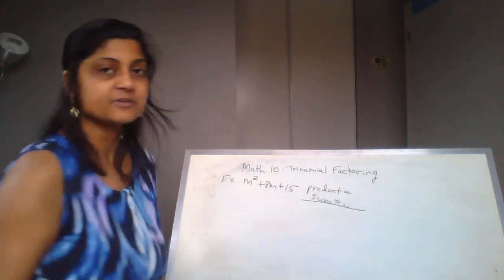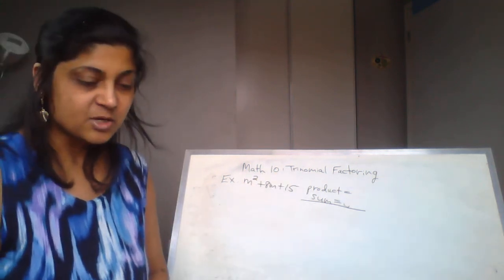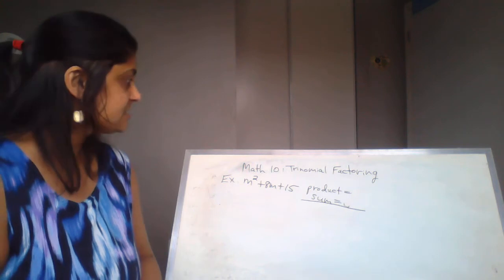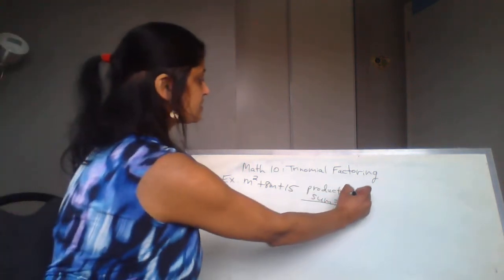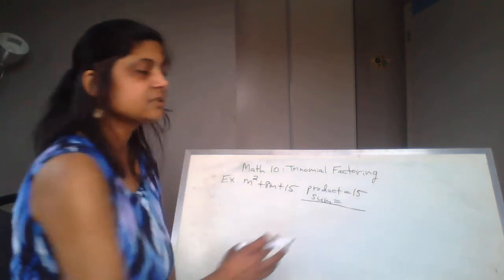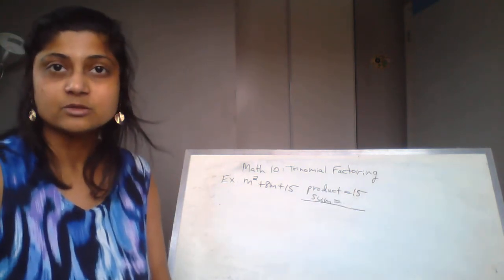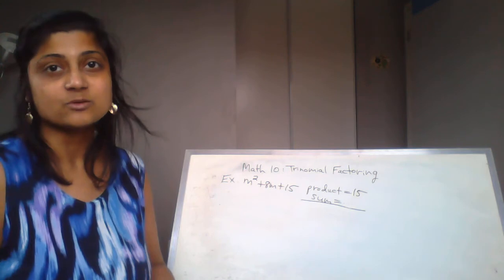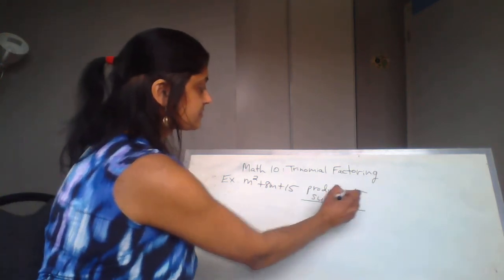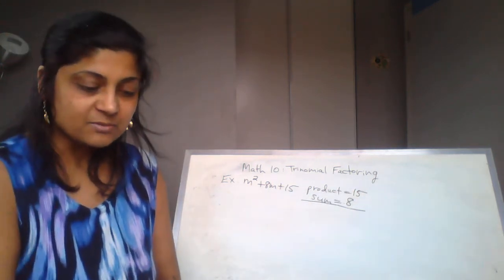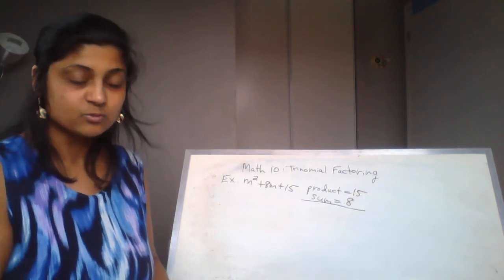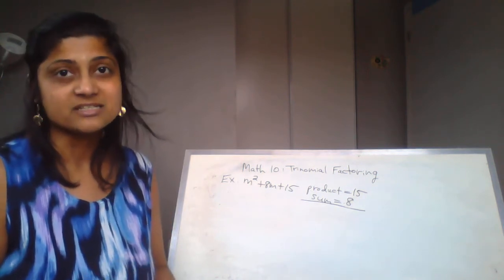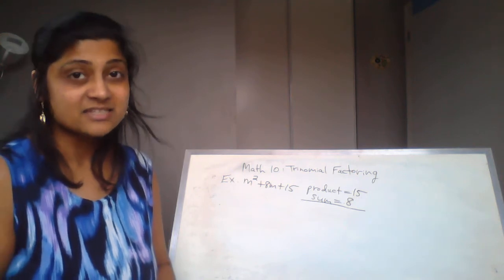Let's do plus 15. Okay, so this time again, I'm looking at the product is going to be the last number, which is 15. So we'll put 15 here. Okay, and the sum is always the middle number. So the middle number here is equal to 8. So we're doing some simple examples, okay, where the signs are both positive here. And then we'll try an example where I'm going to change the sign to negative, okay, because that does make a difference.